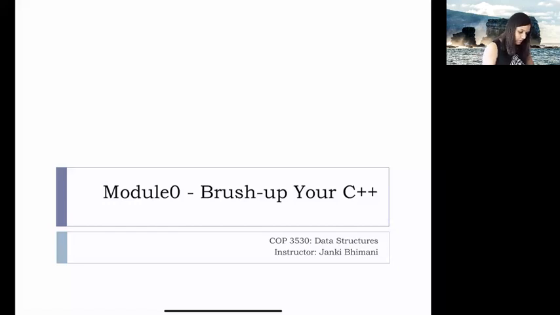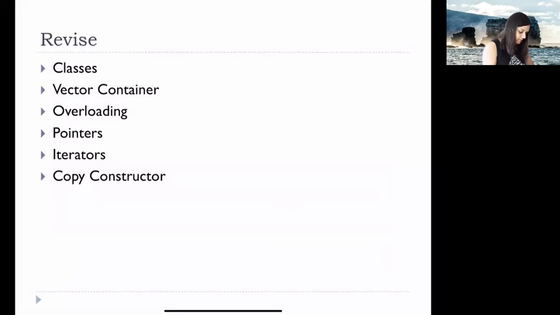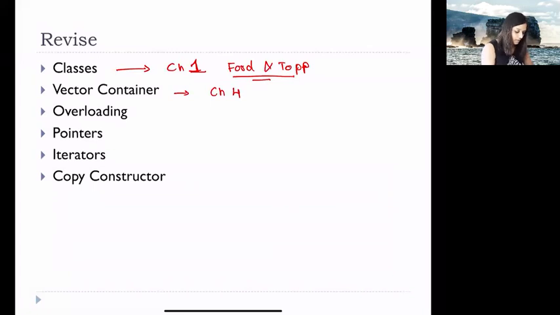We will be covering different concepts like classes. For classes, you can read chapter number 1 from Ford and Top. All the chapters are from Ford and Top; that's what we'll be referring to. For vectors and containers, you can read chapter number 4, again from Ford and Top.